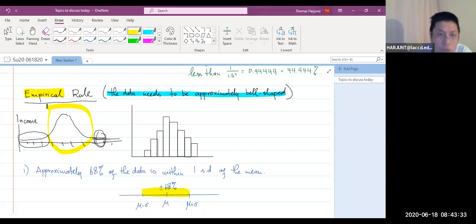Okay, this is approximately true, not 100%. Remember, they use the word approximately, right? So it's approximately true for the United States. It's approximately true for Indonesia, where I came from. And it's actually approximately true for most countries.